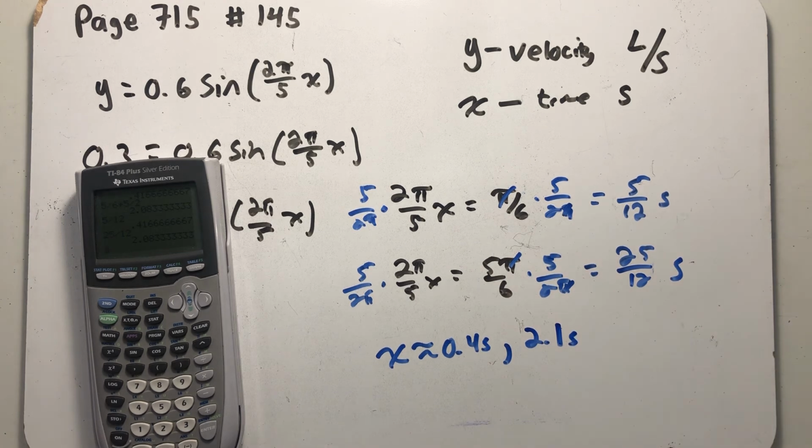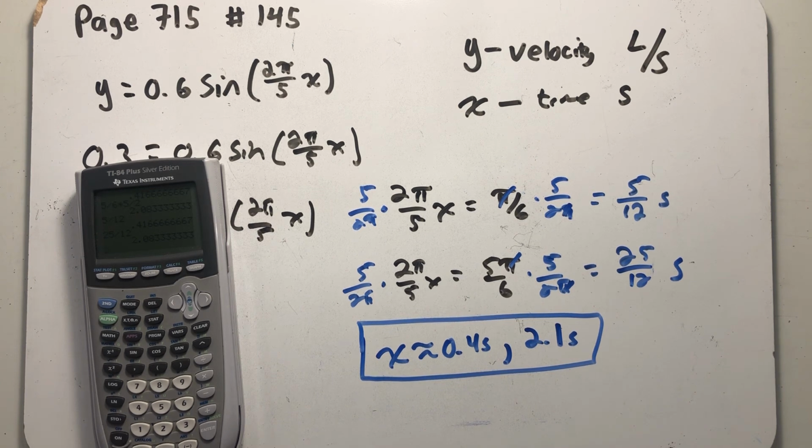Well, the period of this trig function is 5 seconds, so I could add 5 to either one of those to get another solution to this equation, but that would be in the next breathing cycle at 5.4 and 7.1. So these are those moments in time when we are inhaling at a rate of 0.3 liters per second.